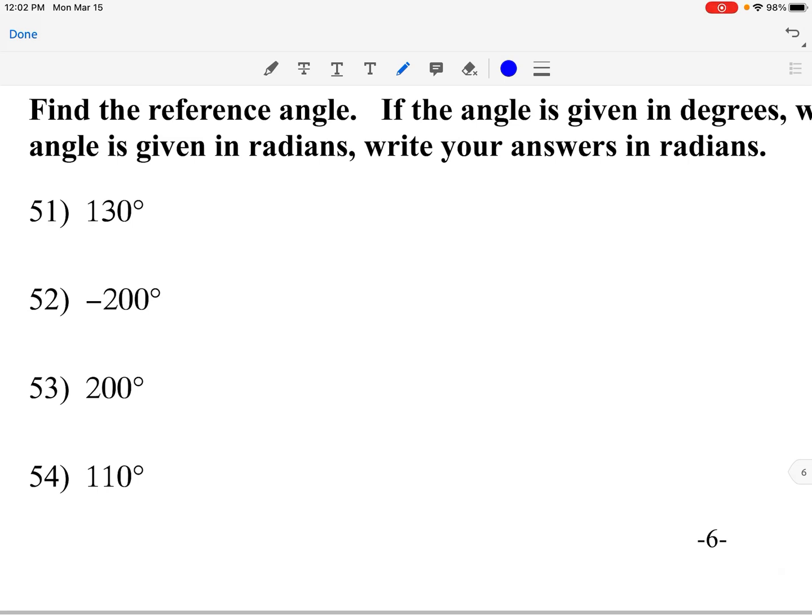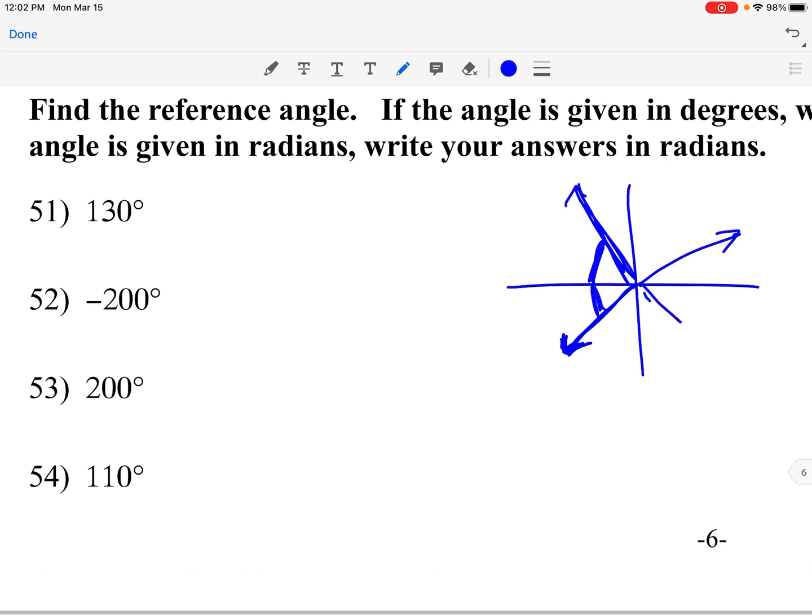But for reference angles, if you draw an angle and you find where it ends, let's say we have an angle that ends here, your reference angle is between your terminal side, wherever your angle ends, and the nearest x-axis. So if it ends anywhere on the left, it goes to the left x-axis. And if it ends on the right, in either of these quadrants, it goes to the right x-axis, always to the x-axis, never to the y.